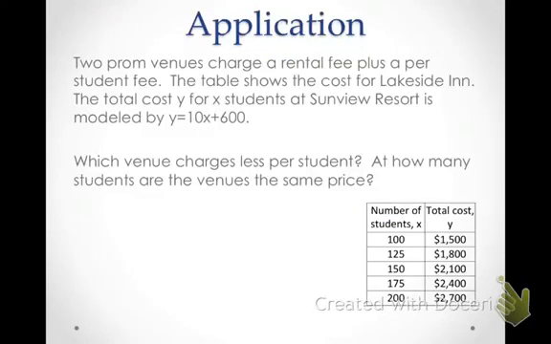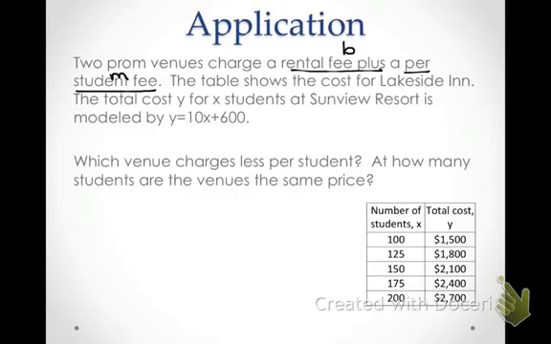Okay, last thing we have is an application. We have 2 prom venues, and they charge rental fee plus a per student fee. So right away, whenever I say this, I want you to think rental fee, that must be your y-intercept, that's your b, it happens once. And then this per student fee happens over and over, because hopefully more than one student's going to the prom, so that's going to be your slope.